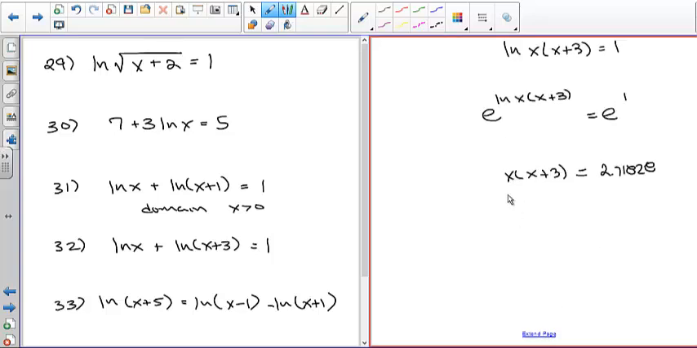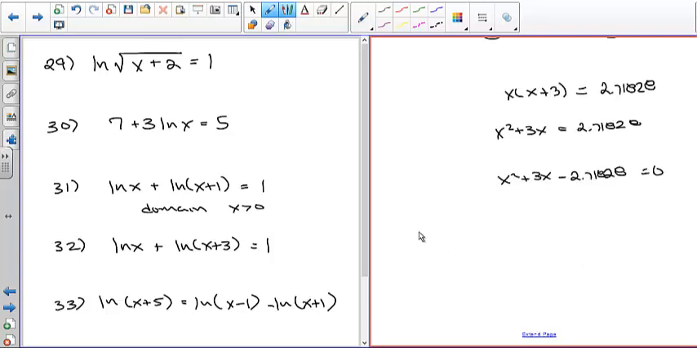So we'll get x squared plus 3x is equal to 2.71828, and then you subtract 2.71828. You get a quadratic equation, and the solution is going to be minus b plus the square root, not the minus, because x has to be greater than 0, so we're going to use the positive square root. So we have b squared minus 4ac, all divided by 2a.